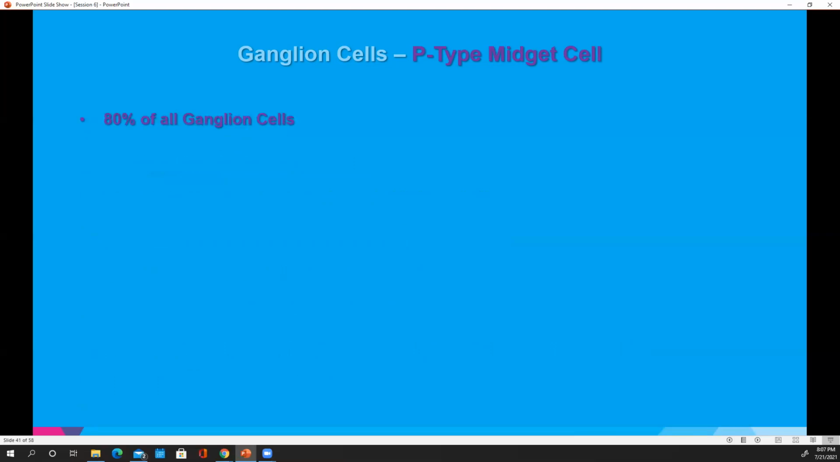These are 80% of all ganglion cells, okay? 80%. They're your major ones. They're midget ganglion cells. They look small. They have small dendritic trees and cell bodies. That's why they're called midgets. When you look at them on a pathological specimen, you'll say that's a small one, okay?